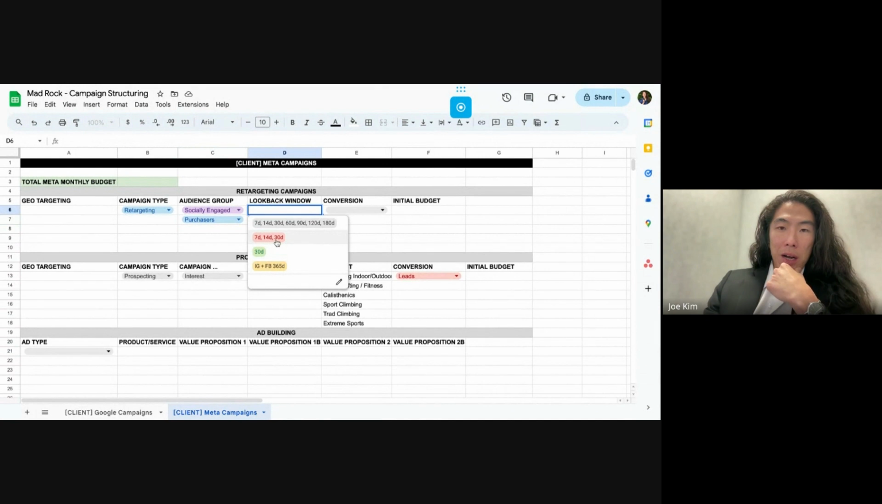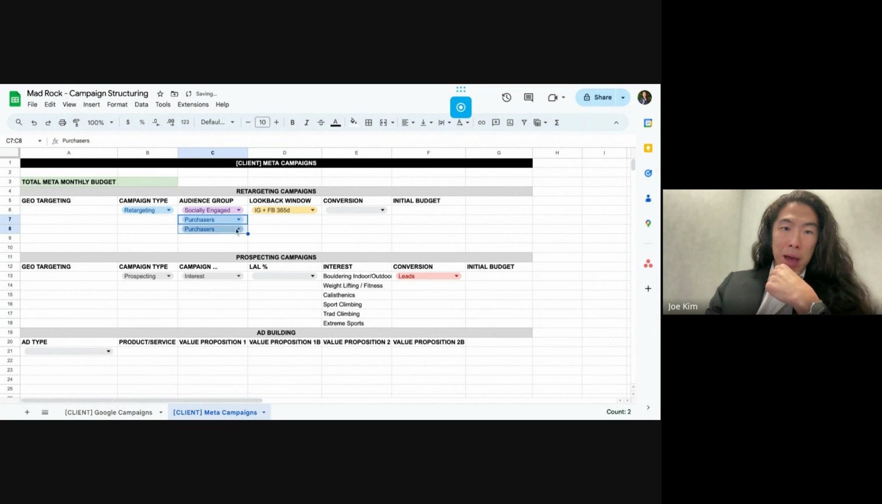Look back window: this would be dependent on how much site traffic they're getting. I don't have access to their analytics, so it's hard to say. But for social engaged, a 365-day look back is not a bad way to go. Website visitors, I would see something like 7, 14, and 30 is pretty common. Purchasers, I would imagine, would be a little bit lower volume, so maybe retarget just off of 30 days. So that's how I'm looking at things.